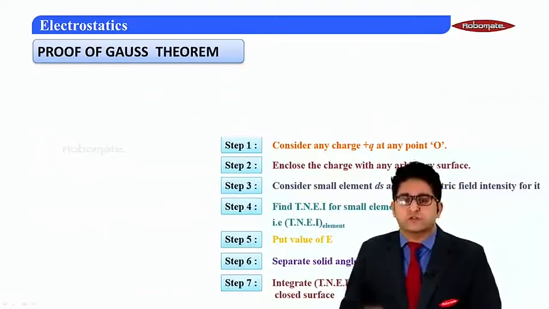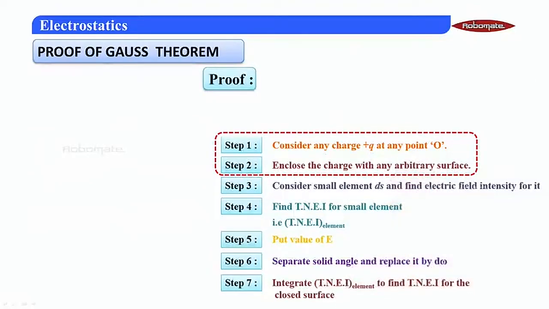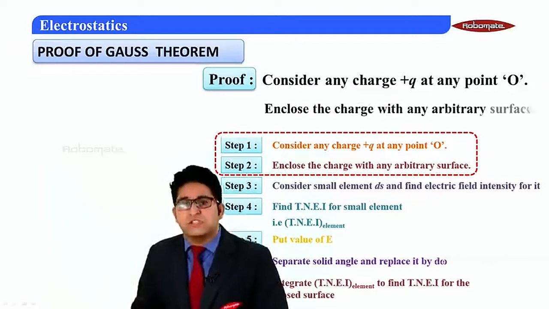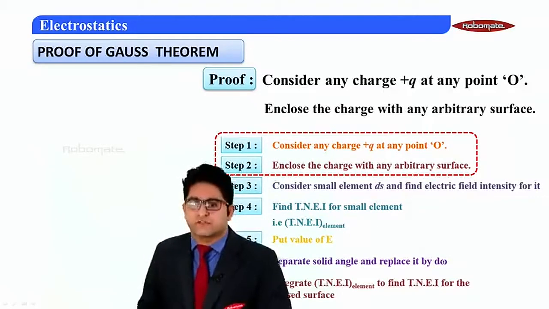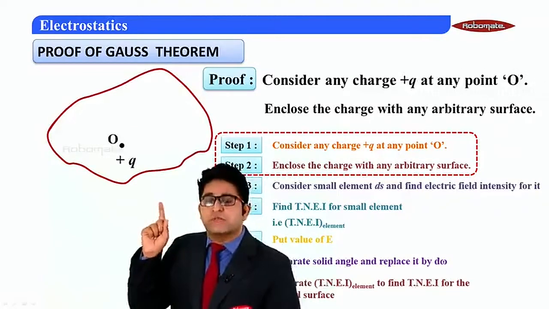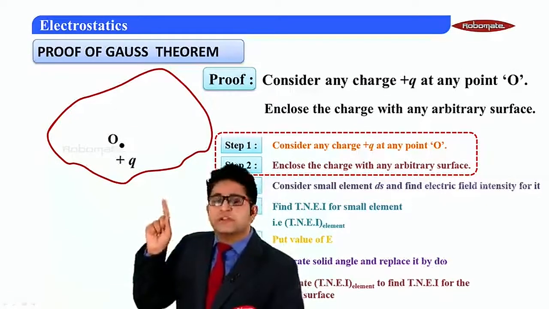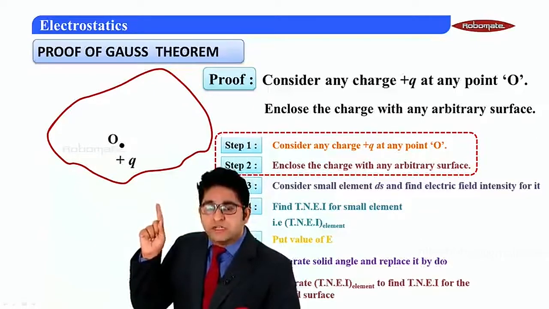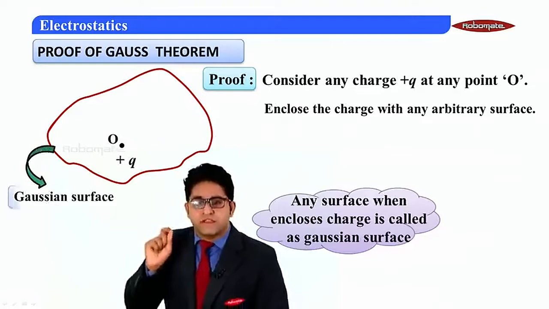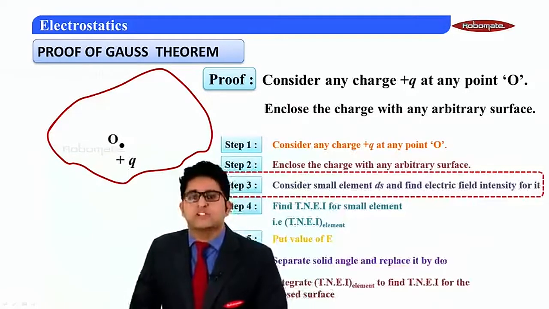Now let us start with the first two steps, right? We need to consider any charge plus q at point O and enclose this charge plus q by any arbitrary surface. So let's say we have charge plus q at point O and we have enclosed it by the surface. This particular surface which is enclosing the charge is referred to as the Gaussian surface. This we have learned in the previous module, right? Now let us move towards step 3.